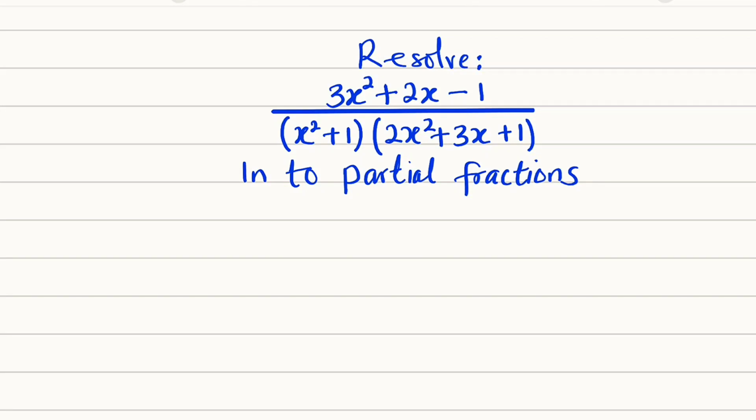Hello, good morning viewers. In this tutorial, we want to resolve this compound fraction into a partial fraction. But before we start, there are two important things you should know.